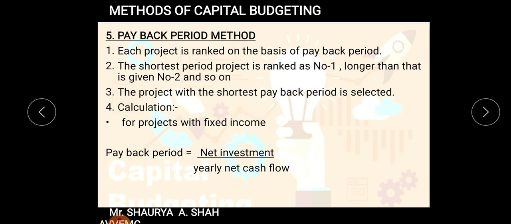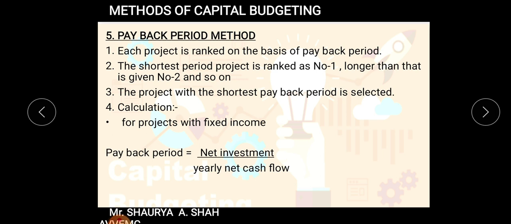Fine. Moving on, how will you calculate this method, right? In every method we have understood the concept of the method, its merits, demerits, and how the calculation is done for an actual sum, right? So here also we will see each project is ranked on the basis of payback period, right? Now just understand, students, in the practical world you do not have a single project in your hand. You will be considering various alternatives. From those alternatives, each project is ranked on the basis of payback period.